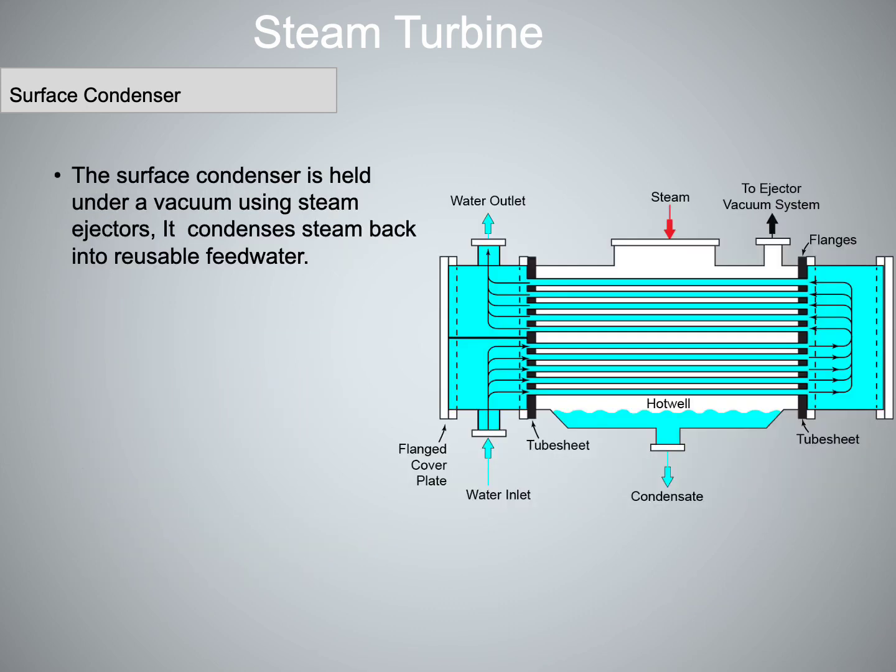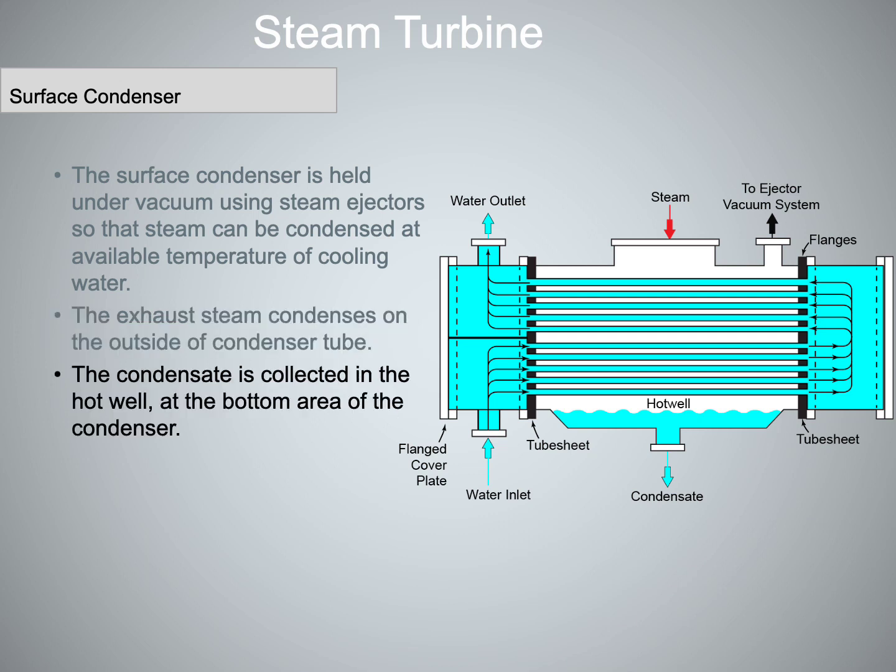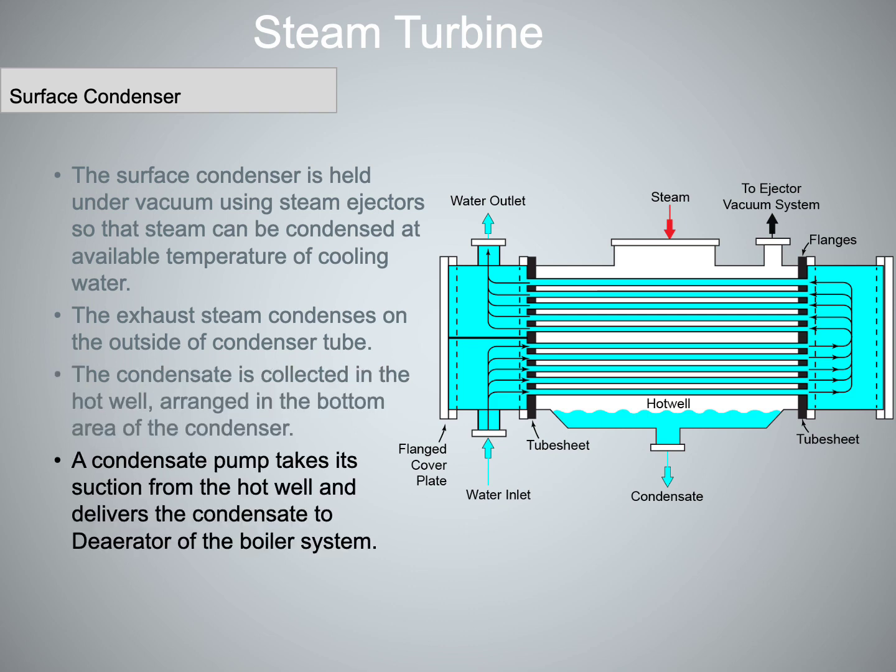The surface condenser is held under a vacuum using steam ejectors. It condenses steam back into reusable feedwater. The exhaust steam condenses on the outside of the condenser tubes. The condensate is collected in the hot well, at the bottom area of the condenser. A condensate pump takes its suction from the hot well, and delivers the condensate to the deaerator of the boiler system.